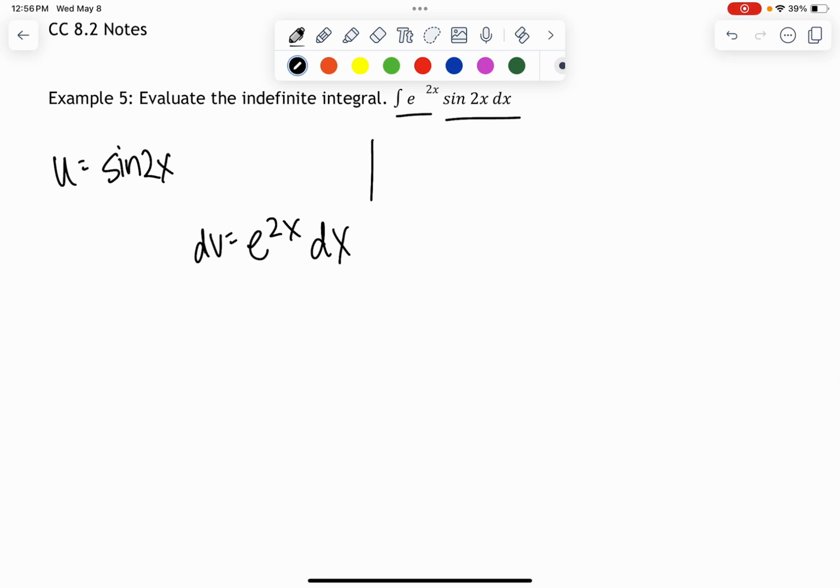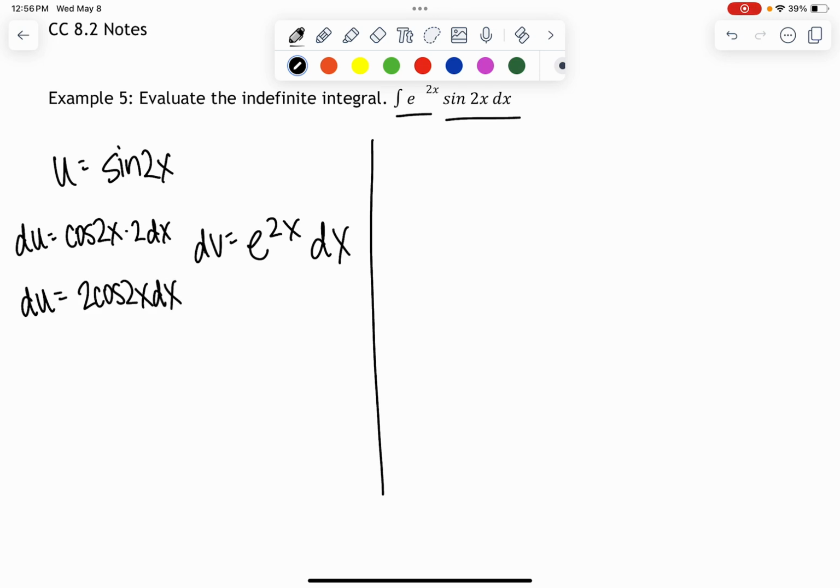So I'll go ahead and do my side work. du is the derivative of sine of 2x, so that'd be cosine of 2x times 2 dx. I'll rewrite that to be 2 cosine of 2x dx. That was a little chain rule. And then my v is the antiderivative of e to the 2x, so copy it, and then my little trick we talked about is divide by the coefficient, which would be 2.